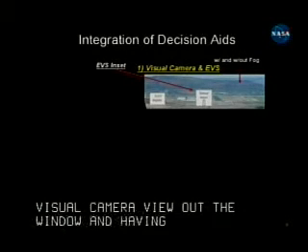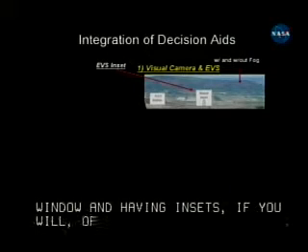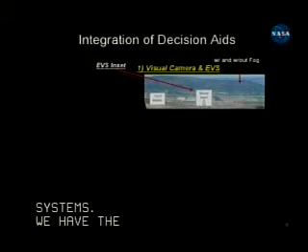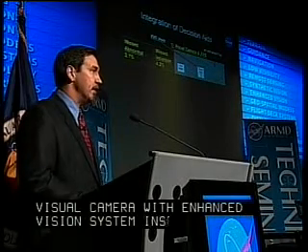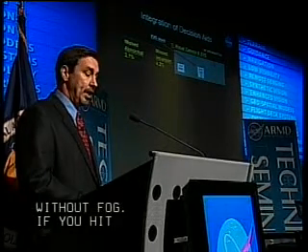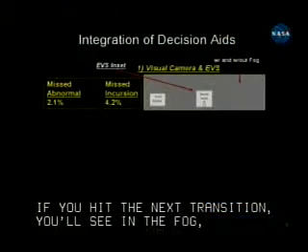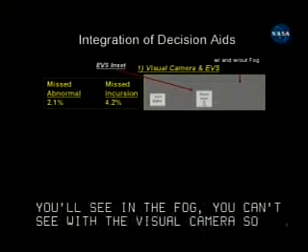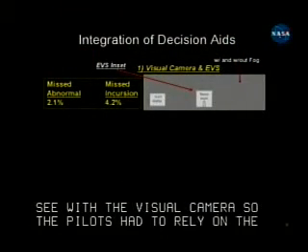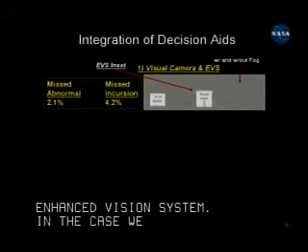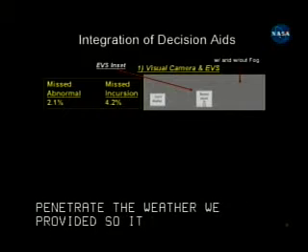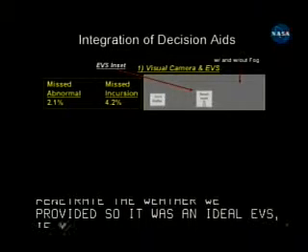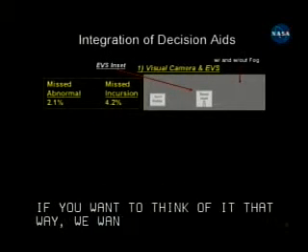So we've got the real world in a visual camera with an enhanced vision system inset, with and without fog. So if you hit the next transition, please, you'll see that in the fog, you can't see with the visual camera, so the pilots had to rely on the enhanced vision system. In the case that we simulated, the enhanced vision system actually could penetrate the weather that we provided, so it was an ideal EVS if you want to think of it that way, but we wanted to test, again, an EVS that is weather independent from this scenario.